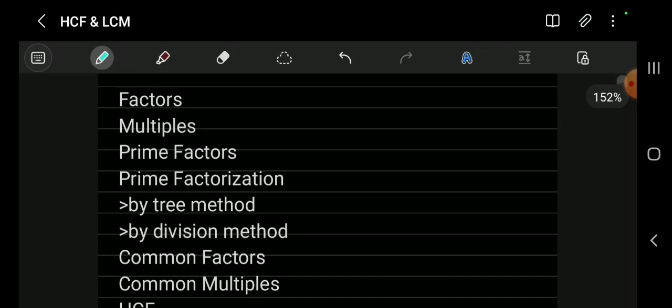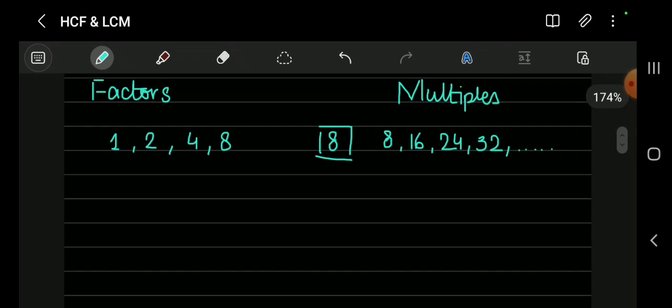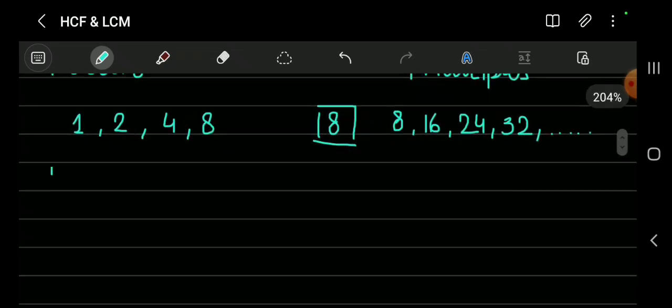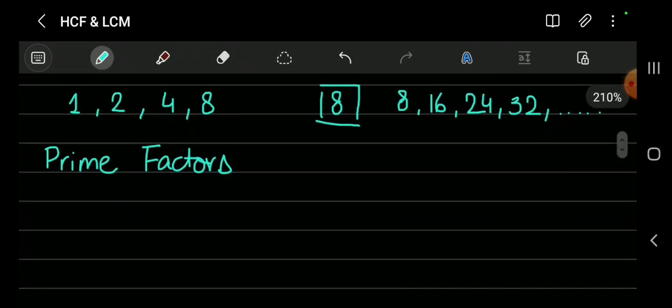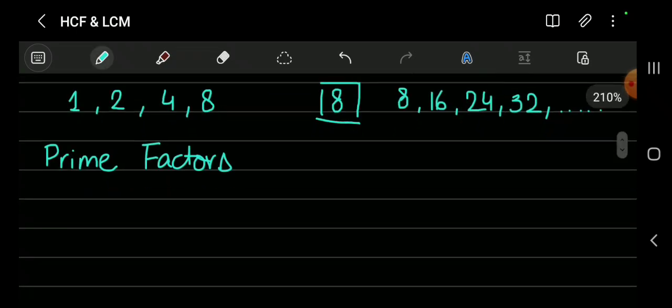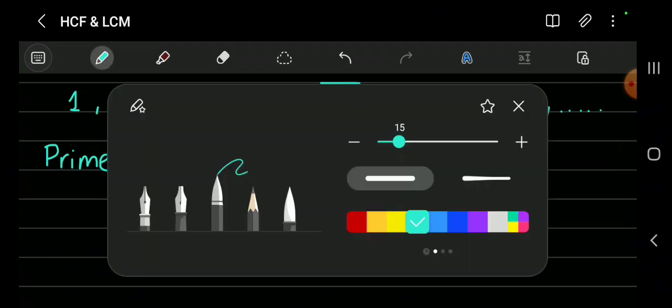Then we have to talk about what are prime factors. We also have learned in detail about what are prime numbers, so you can check the same video, number system, for all this. What are prime factors? For that we need to think about prime numbers. Prime numbers are the numbers which are only divisible by two numbers, 1 and the number itself. So prime factors means those factors that are prime numbers.